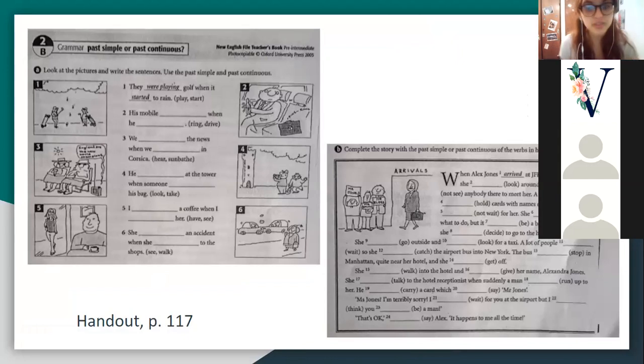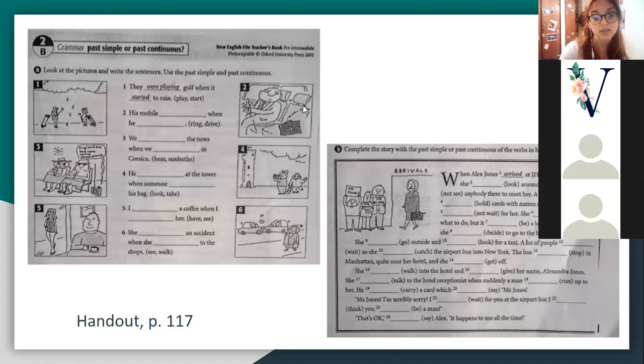This exercise is very similar to the one that we just did, right? But instead of rewriting the sentences, we need to complete the sentences with the correct form of the verb in brackets. Yes. So here we have the first picture. In the book it is clearer, but you see that there are clouds and it looks like it's raining and some people are playing golf. So the sentence says they were playing golf when it started to rain. Yes? So let's take a look at the second picture.